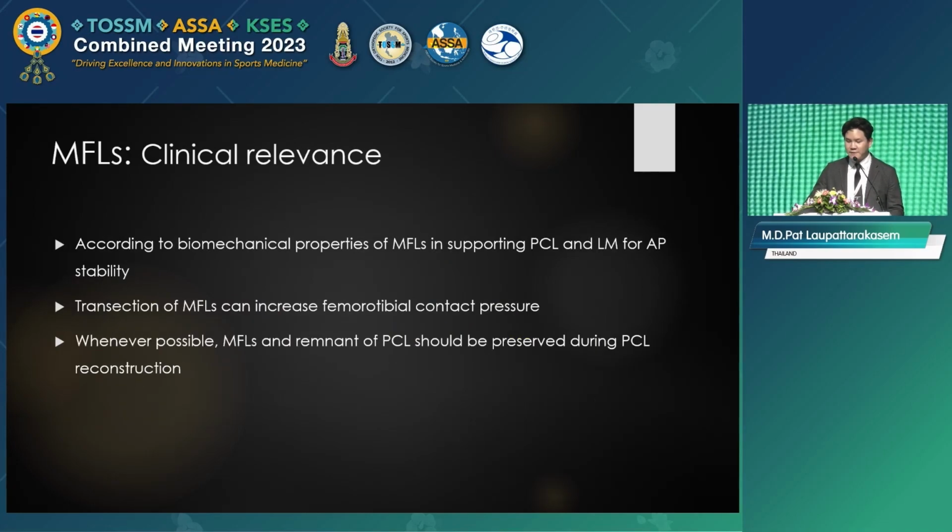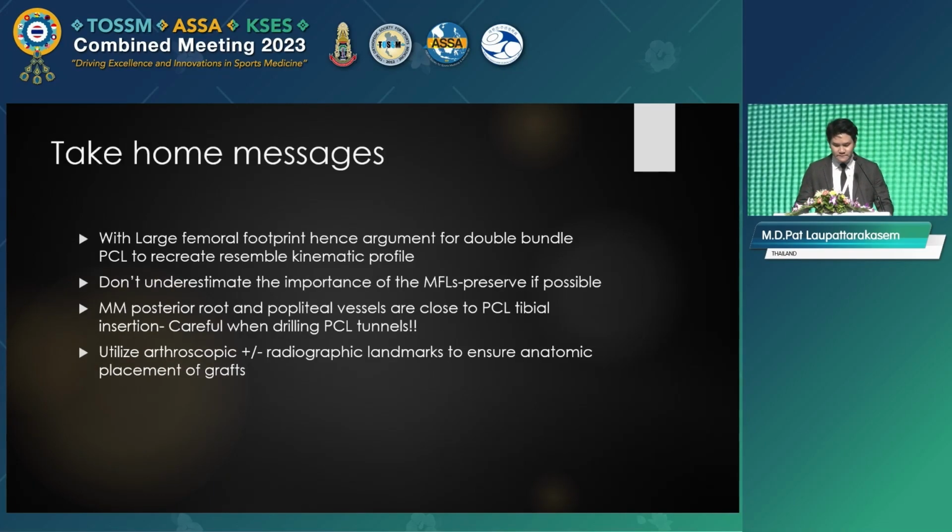For the meniscofemoral ligament, according to its biomechanics, transection of the meniscofemoral ligament can increase femorotibial contact pressure. Therefore, whenever possible, the meniscofemoral ligament and remnant of the PCL should be preserved during PCL reconstruction.